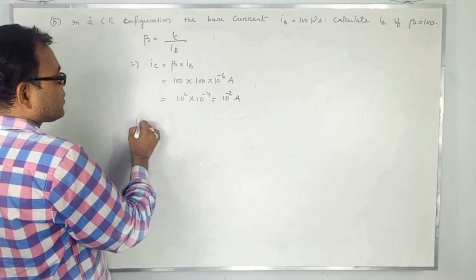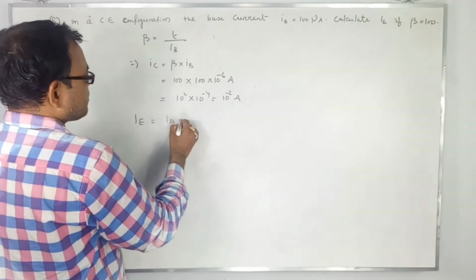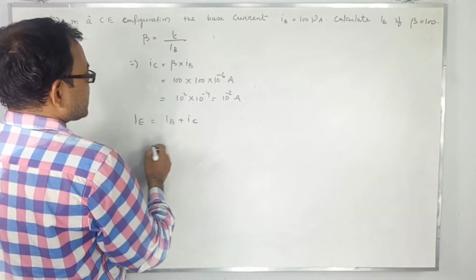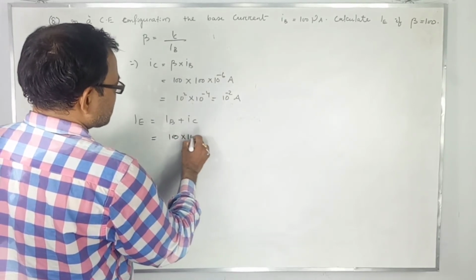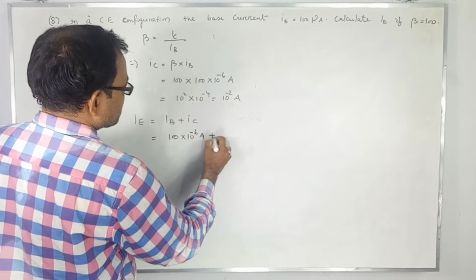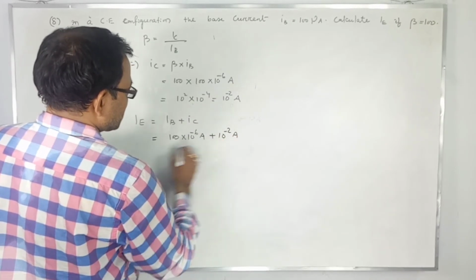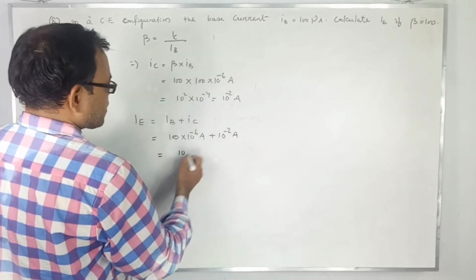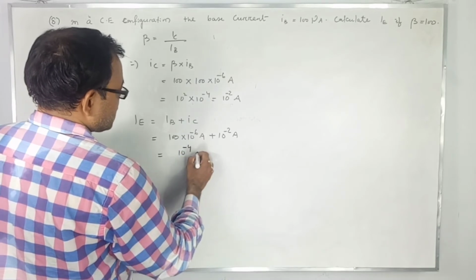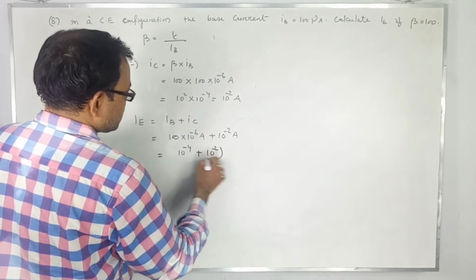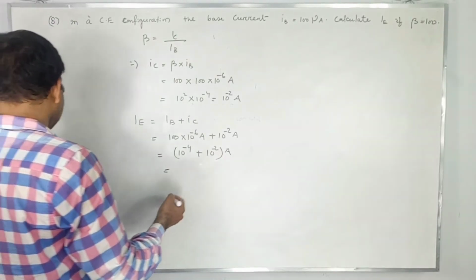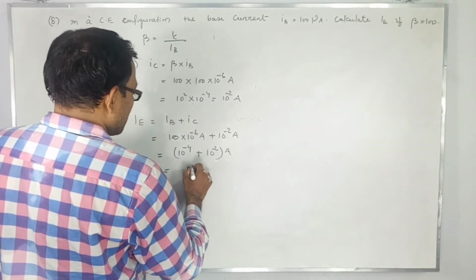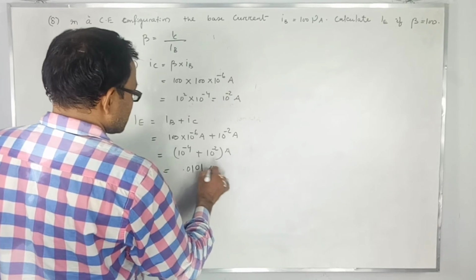Now what is the value of IE? IE is equal to IB plus IC. We are provided with IB as 100 mu ampere, 10 to the minus 6 ampere, plus 10 to the power minus 2 ampere. We can calculate as 10 square into 10 to the minus 6, that is 10 to the minus 4, plus 10 to the power minus 2 ampere. 10 to the power minus 4 plus 10 to the minus 2, its calculation is 0.0101 ampere. Answer.